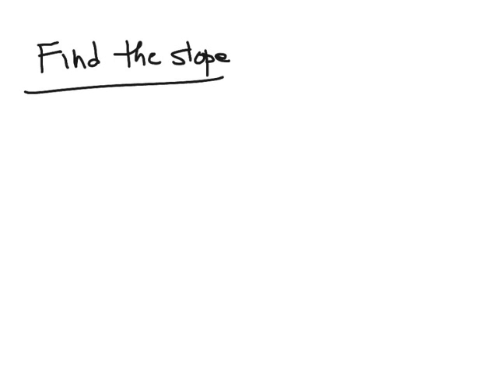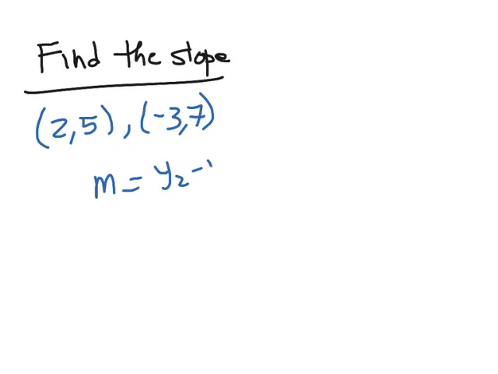Alright, the next kind of thing I see in here, they'll say find the slope. And then they'll give you 2 points. So they might give you the points (2, 5) and (-3, 7). Well, not too bad. To find the slope, we have a formula. m equals y2 minus y1 over x2 minus x1. We just plug in our numbers and see. It really doesn't matter which one you call y1 and which one you call y2 as long as you're consistent.